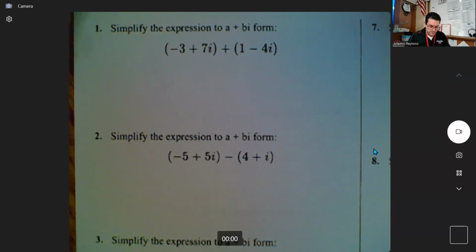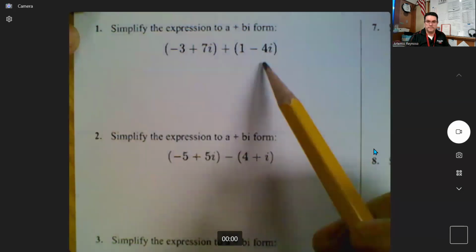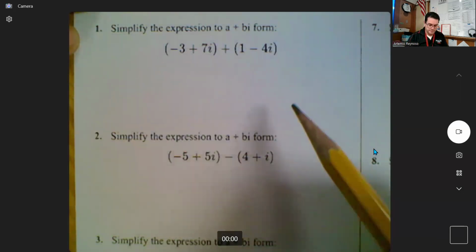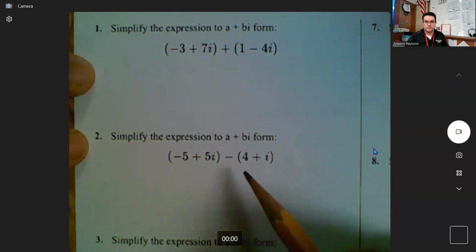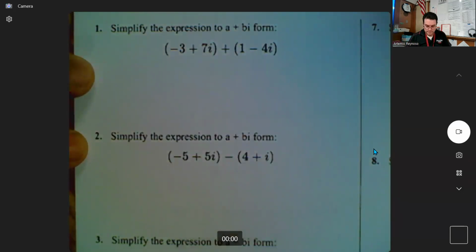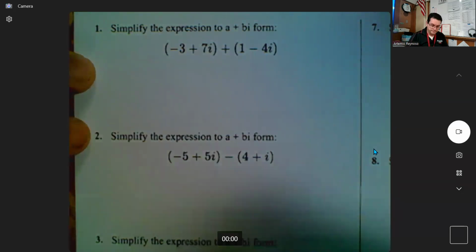Good morning, students. Today we will add complex numbers. We will subtract complex numbers, multiply, and at the end, find the conjugate.